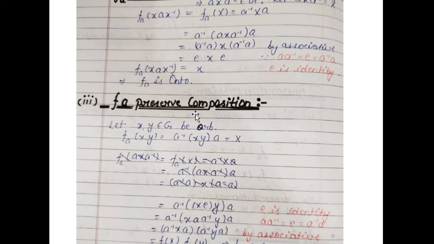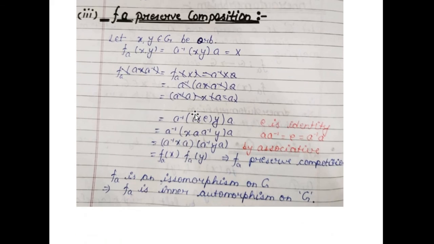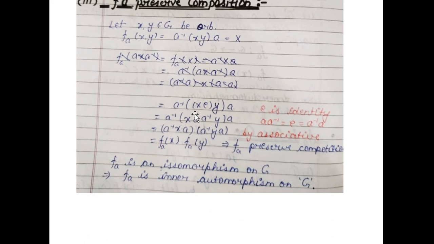Since an isomorphism mapping of a group G onto itself is called an automorphism, it is an automorphism. And this type of automorphism, which is taken for any fixed element A of G, under this definition F_A(x) equals A inverse x A, is called an inner automorphism. So this is just some introduction to automorphism of groups and inner automorphism.